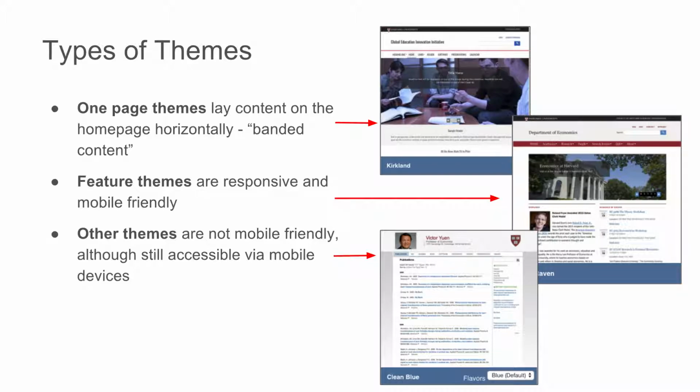We have 3 different types of themes. The one-pager themes are going to lay your content horizontally. We often call them bands. It's a very modern design. We have a whole documentation page on that, so if you want to read up on those, they might take a little bit of planning with the home page because certain widgets work better with the home page for that.